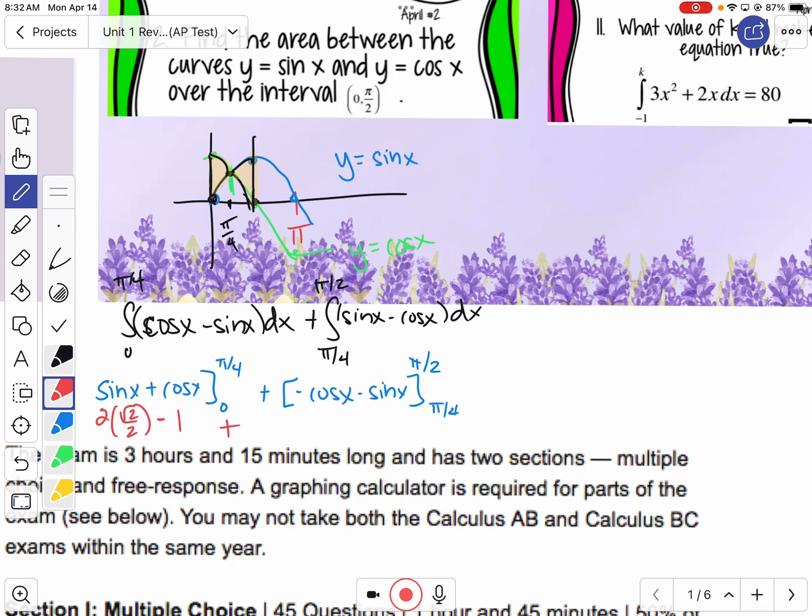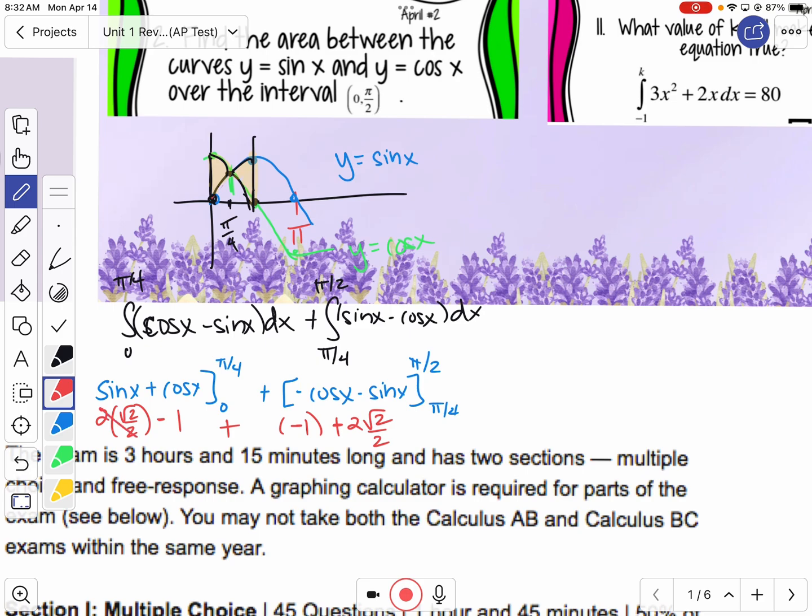And then the next one, if we plug that in, opposite of the cosine at pi over 2, that's going to be 0, minus the sine at pi over 2, so that would be negative 1, minus, and then we plug in pi over 4, so negative square root of 2 over 2 minus square root of 2 over 2, so plus 2 square roots of 2 over 2.